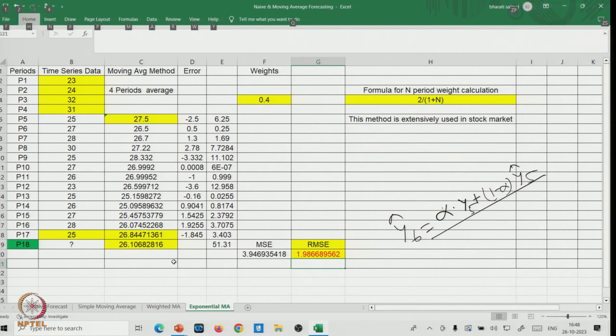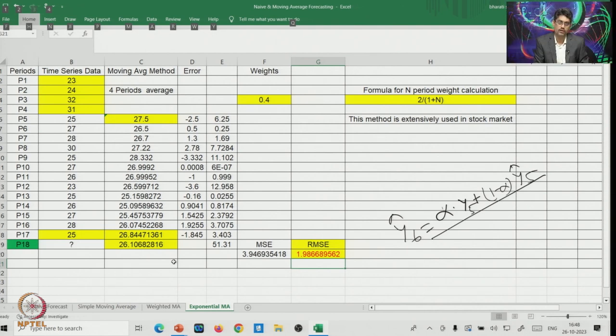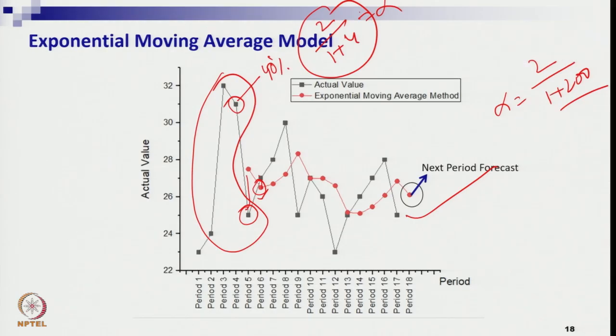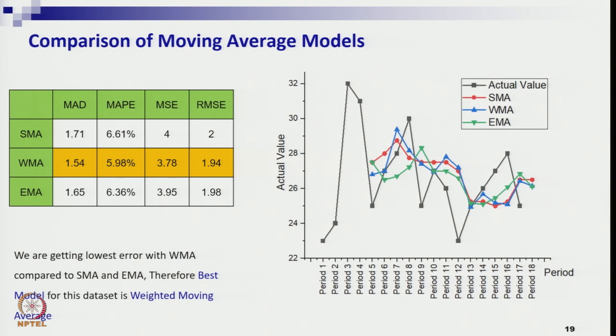That means we have calculated the simple moving average, we have calculated the exponential moving average, and the forecast of weighted moving average. Now we have got the RMSE for all of them and the corresponding forecasts. So I will now compare all three and put them in a single graph. So let's look at the final summary here.